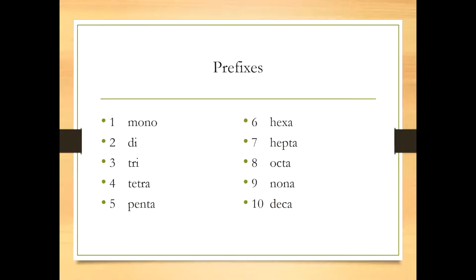Now this is your list of prefixes. The prefix for 1 is mono, 2 is di, 3 is tri, 4 tetra, 5 penta, 6 hexa, 7 hepta, 8 octa, 9 nona, and 10 is deca.